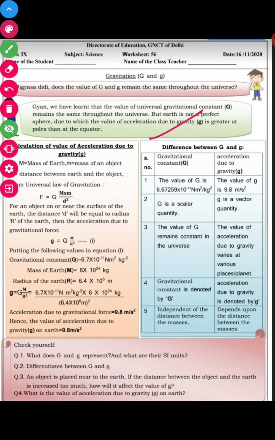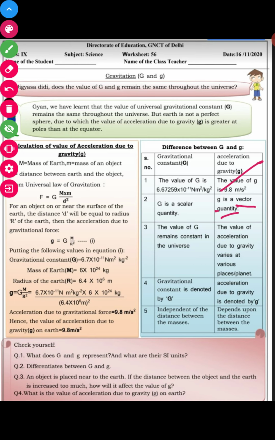Let's have a difference between G and g. This G is the gravitational constant. This small g is nothing but acceleration due to gravity. The value of G is 6.67 into 10 raised to power minus 11, but you must remember the unit of this G, Newton meter square per kilogram square. The value of g is 9.8. G is a scalar quantity, which means its value remains the same and it has only magnitude, not having any kind of direction. Whereas this g is a vector quantity, because it has magnitude as well as direction. It always acts towards the earth, so it has that particular direction. That is why it is a vector quantity.